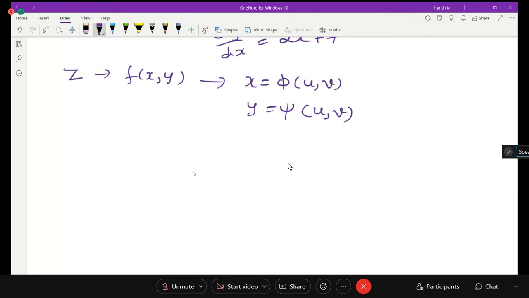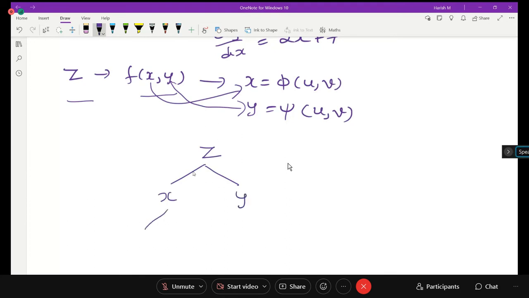Z is dependent on x and y. Now x is also dependent on two more variables, u and v. Y is also dependent on two more variables, u and v. Can we get an ordinary derivative? That is the first thing. No, sir. You'll get partial derivatives. Z is dependent on x and y.